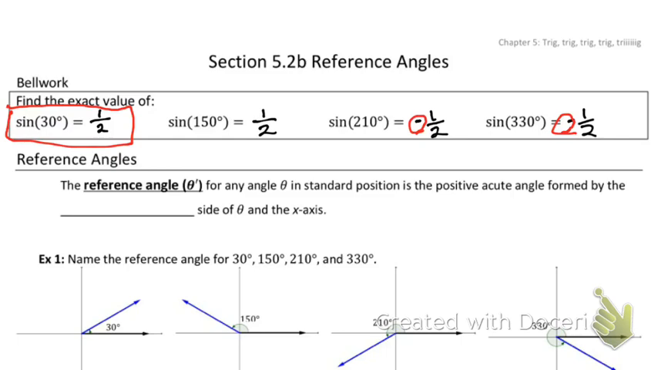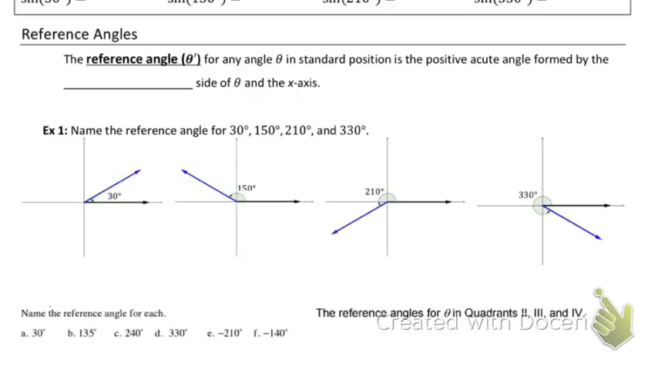So once again, what reference angles are is basically taking 150 and reducing it down to 30, taking 210, reducing it down to 30, taking 330, and reducing it down to 30 degrees. So we can get right to that 1/2, and then we just got to worry about which quadrant we're in, and then we can put a positive or a negative based upon that. So let's jump right into it.